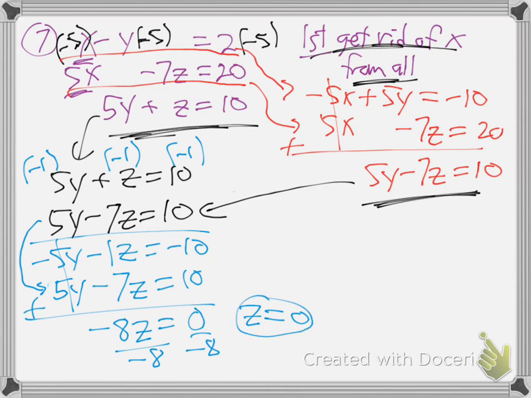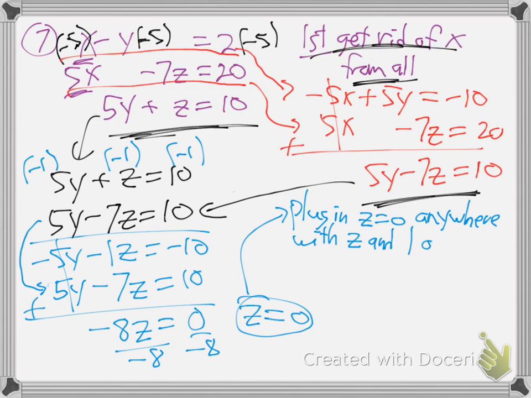So we got an answer for z. We got z as 0, and you know what we're going to do now. We're going to plug in, but you got to be a little careful where you plug in on these three-letter ones. You want to plug in somewhere where it's only z and one other letter. That way you can solve for the other letter, right? You know what I mean? Let me write a little note on that. Plug in z equals 0 anywhere with z and one other letter. That's what you want to do.